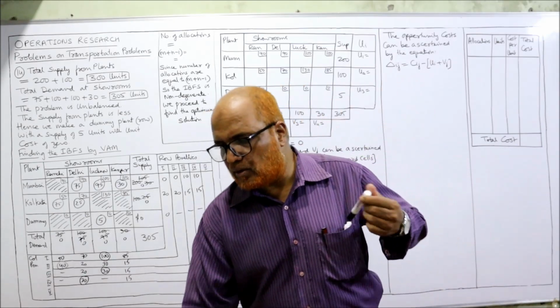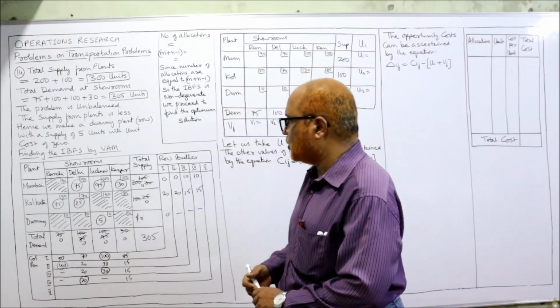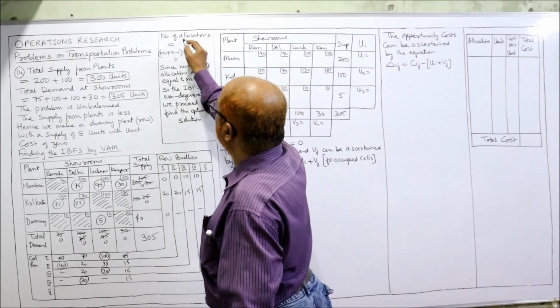Now count the number of allocations. 1, 2, 3, 4, 5, 6. So the total number of allocations is 6.